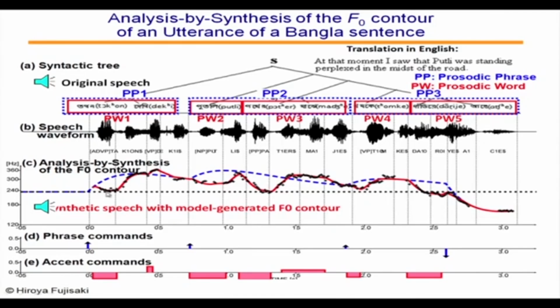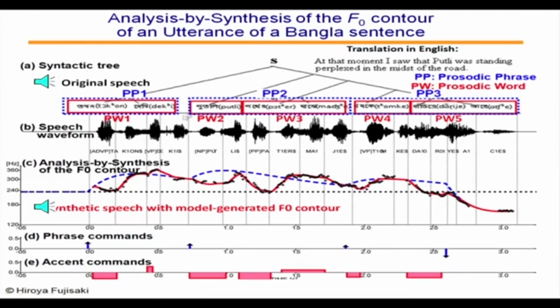Now, the black dots are the original, and the red one is the generated F0 contour, and the blue ones are the phrase commands. The action command is created after the phrase command is placed, and then the action command is put, and this red line is generated. You can see the red line almost follows the black dots. So, it is almost possible to model the F0 contour using this phrase command and action command.